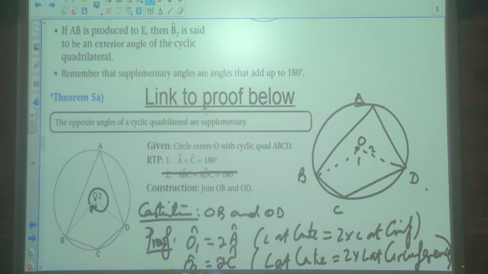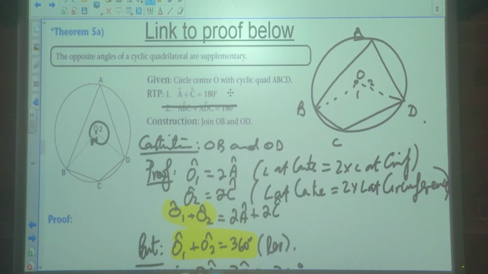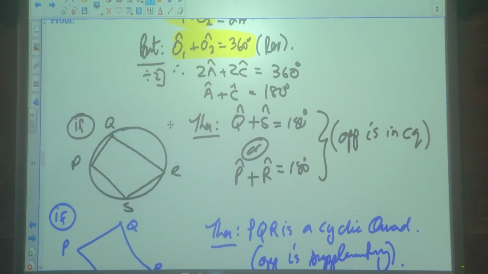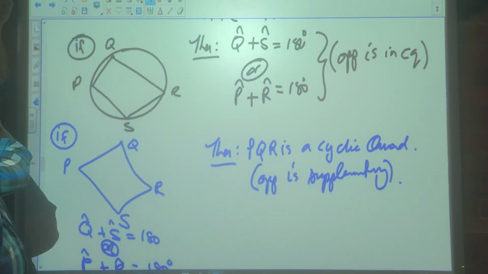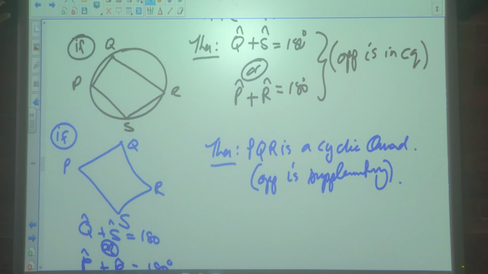The link to this proof can be found in the description box below. Okay? So we went on and we proved this and we made our notes. Our notes, we said that if you got given a circle and the 4 points are touching the circumference of the circle, if 4 points touch the circumference of the circle, we said the quad is said to be cyclic.